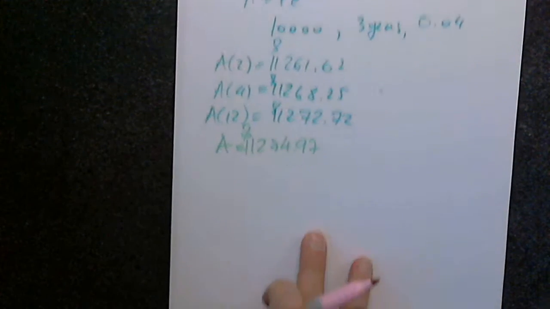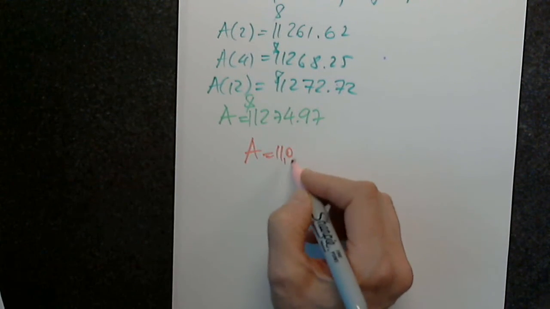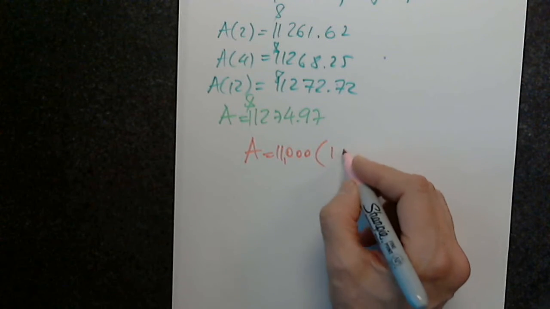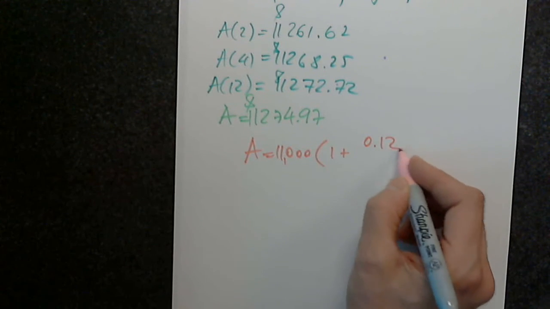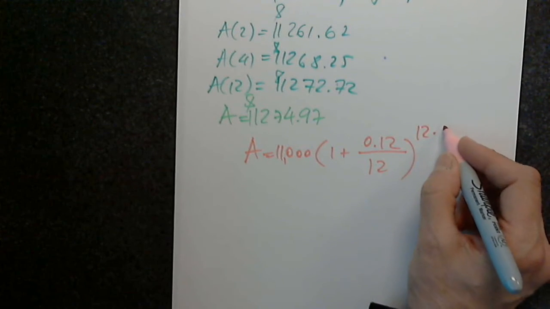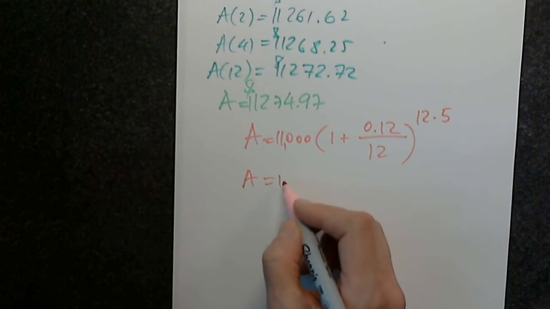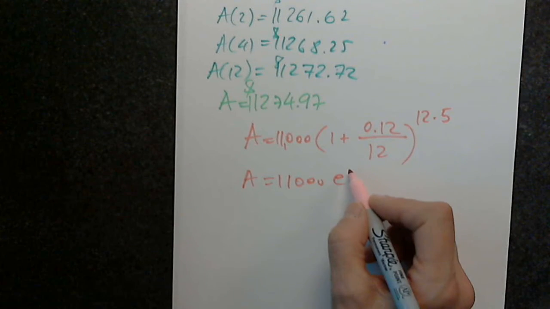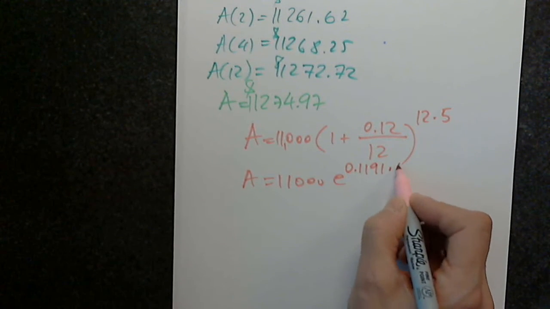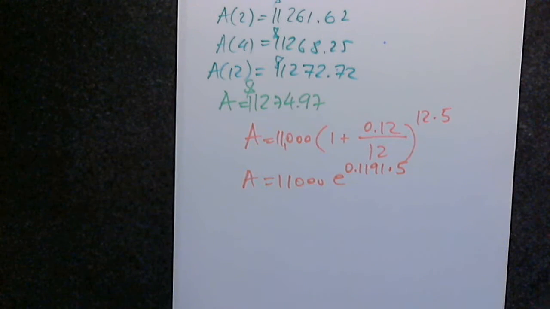So this time we have 11,000 and 1 plus 0.12 divided by 12 raised to 12 times 5. And the other one is 11,000 e to 0.1191 multiplied by 5. So let's compute these two. One for continuously compound interest, and the other one for compounded monthly, which means n equals 12. So what do we get?